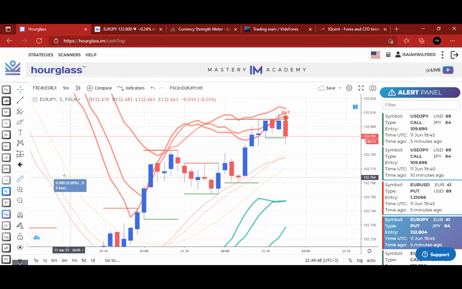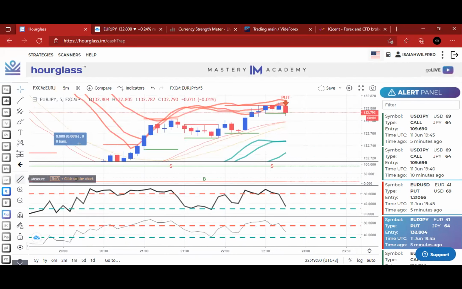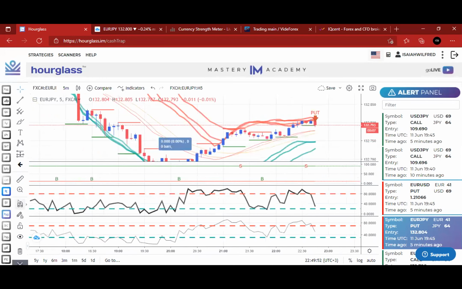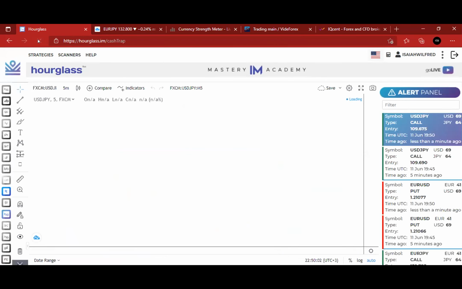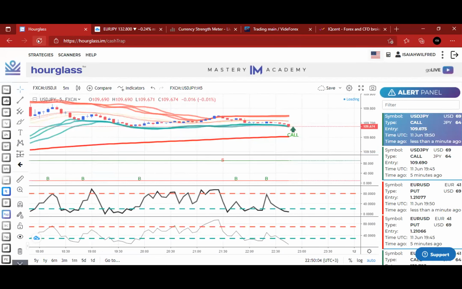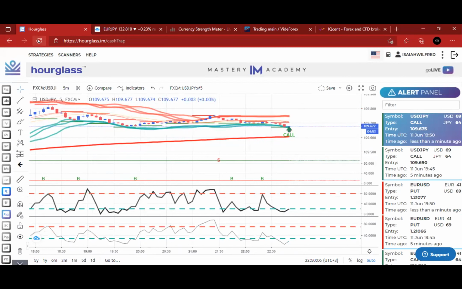I don't know why this thing is showing. Wait. Let me actually refresh it. So if it was on Hourglass, it would have been giving us what? It would have been giving us the Hourglass price. We would have gotten the precise price on the broker.